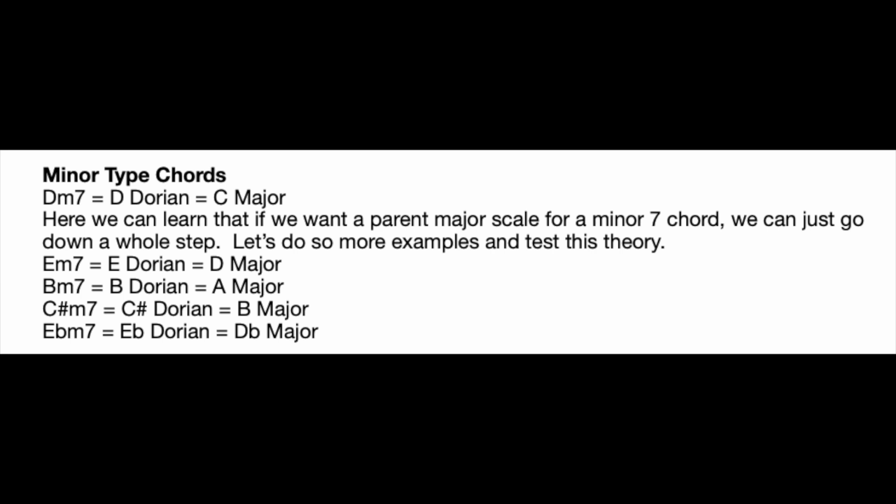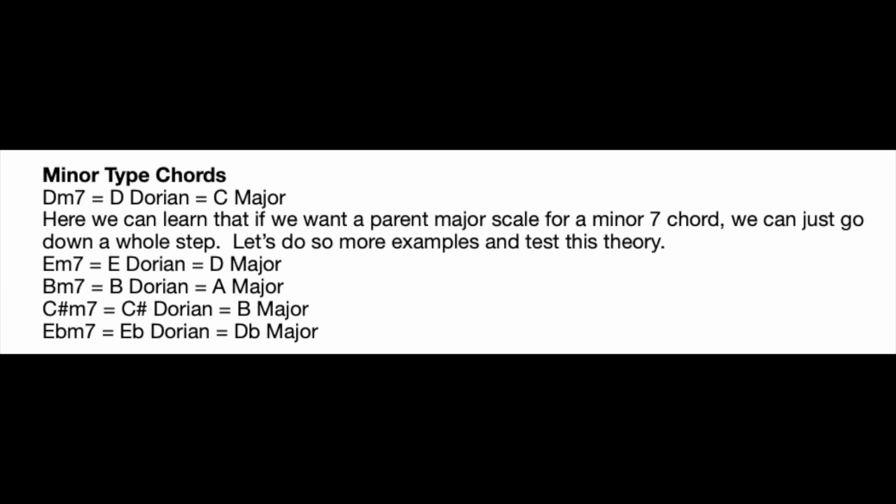C sharp minor 7, we want C sharp Dorian. Go down a whole step from C sharp. It will be B major. That will be really important for you C people on that bridge. And then E flat minor 7, you have E flat Dorian. So what's a whole step below E flat? D flat major. Trumpets, and tenor saxes, you're going to want that chord, that 2nd chord of the bridge too.